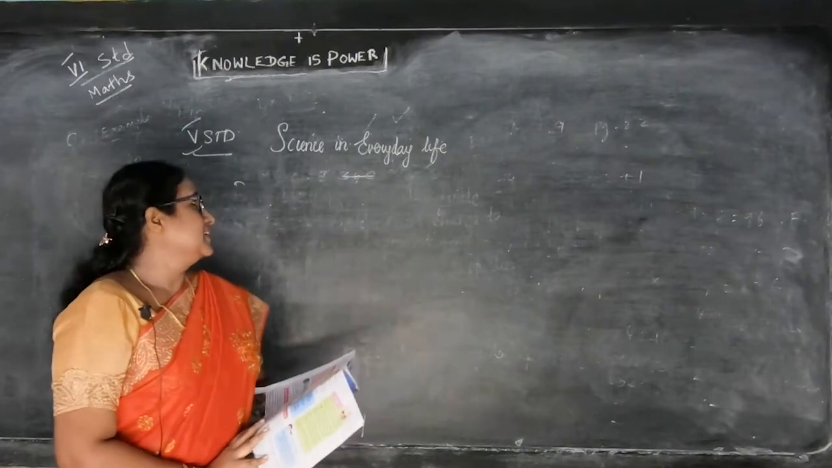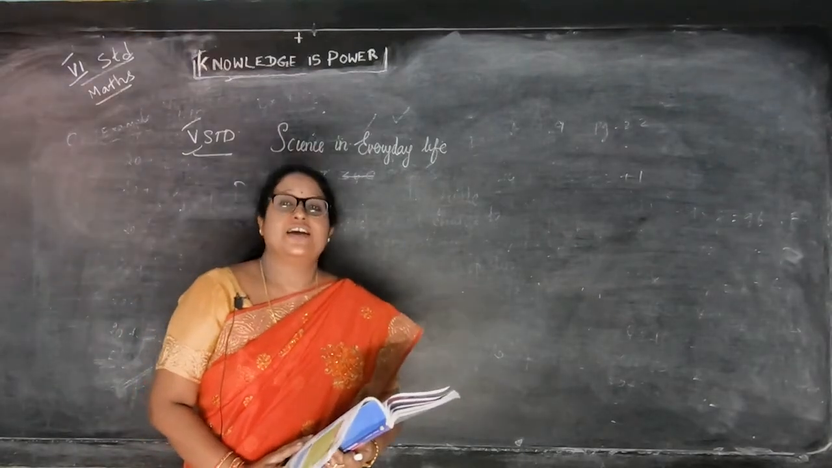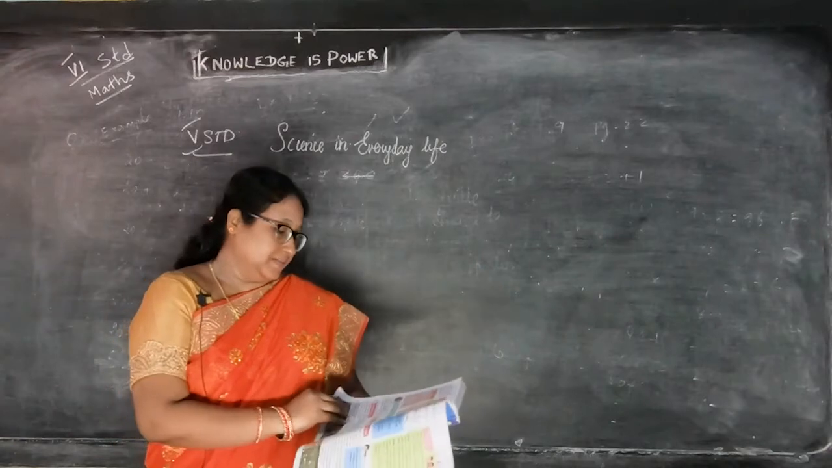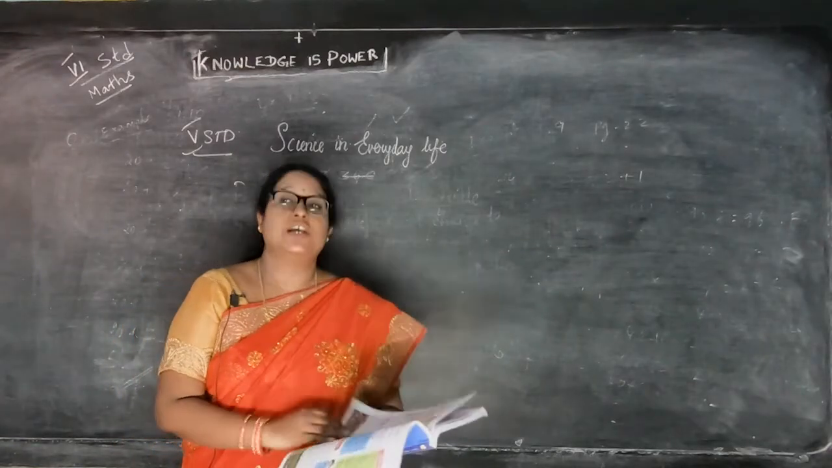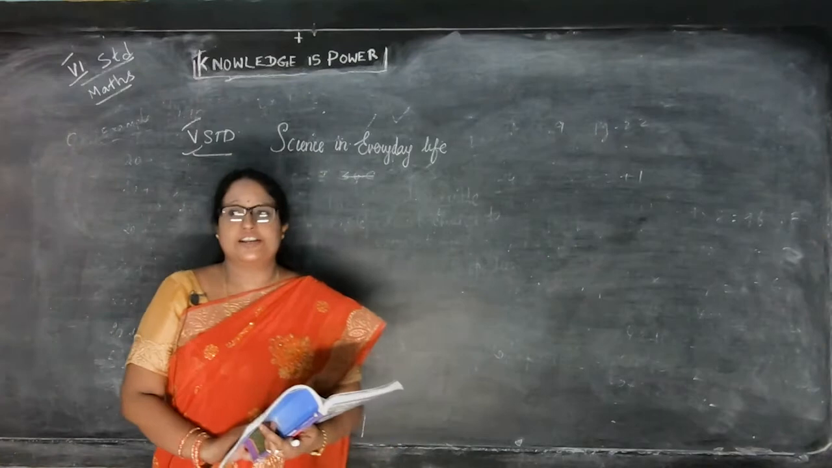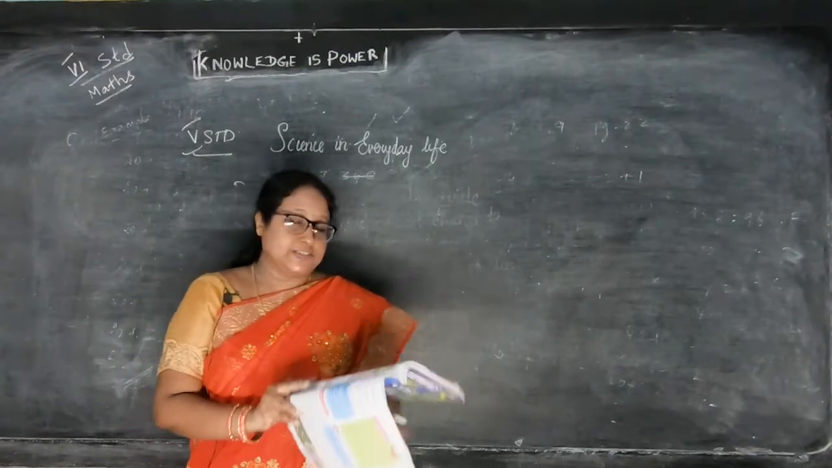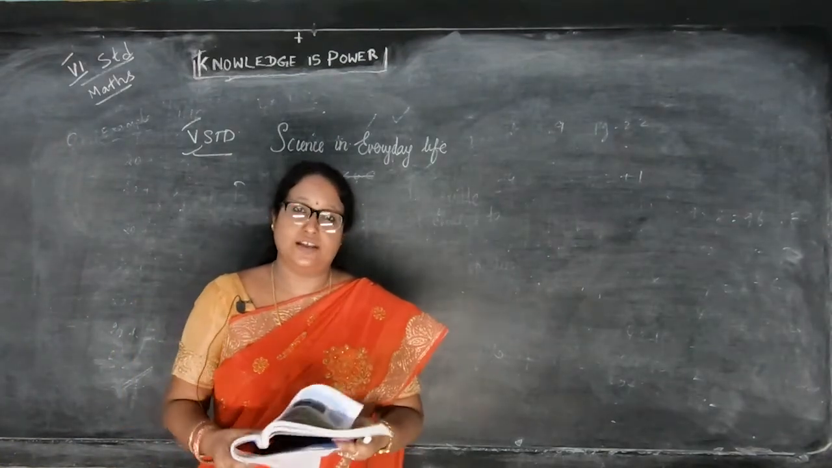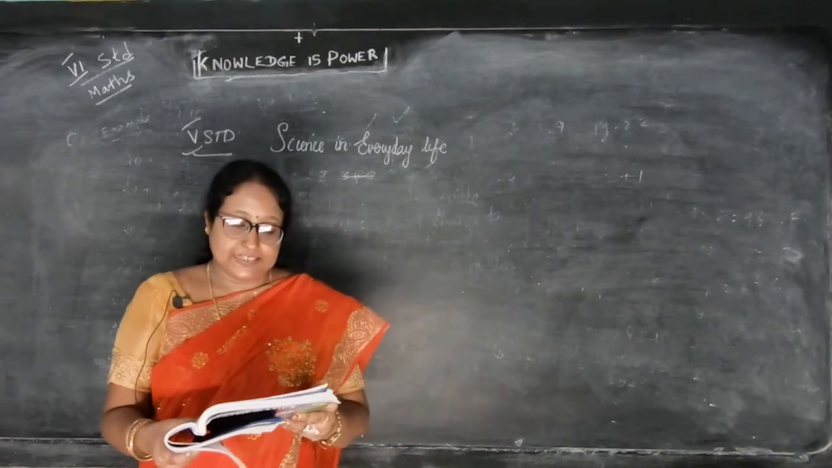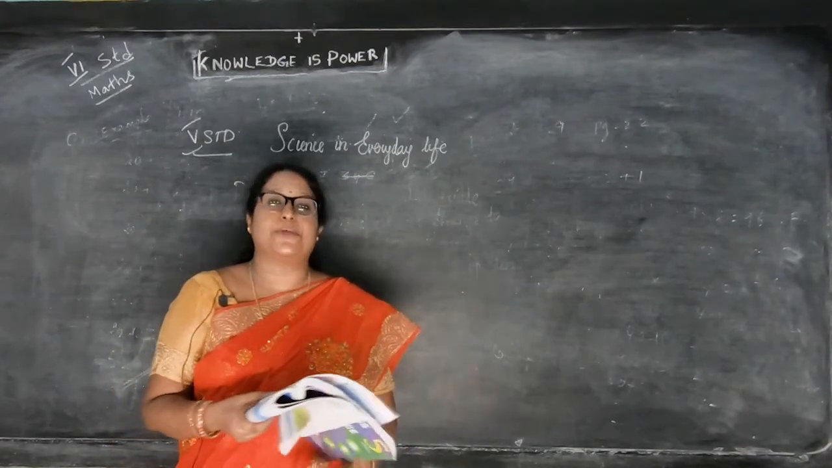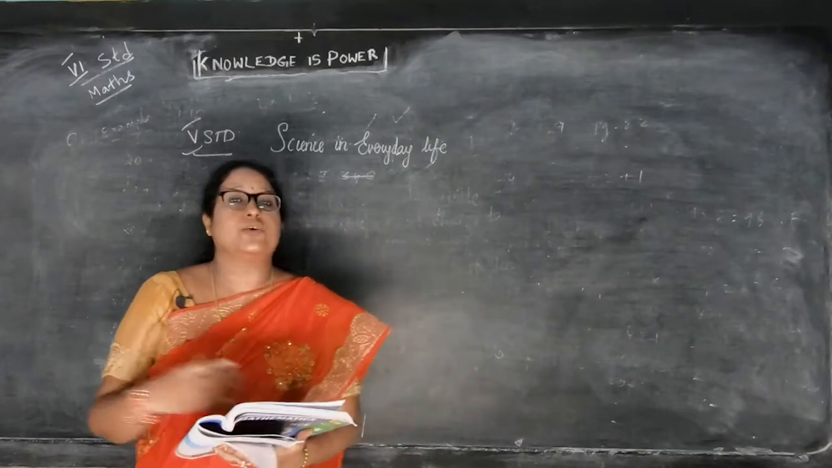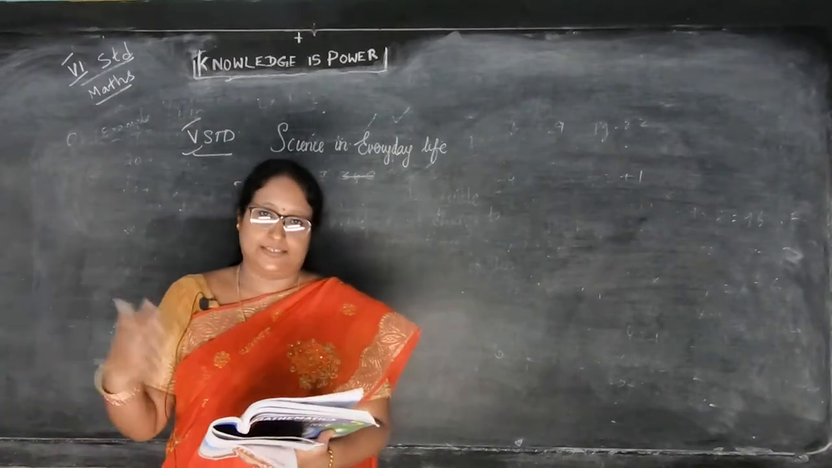Let's start with science. Last lesson was science and everyday life. In the previous class, what did we see, children? We saw reversible and irreversible changes. Now we are going to see the waste generated in our environment. Waste is any substance which is discarded after primary use. After using it, we throw it. That is called waste.